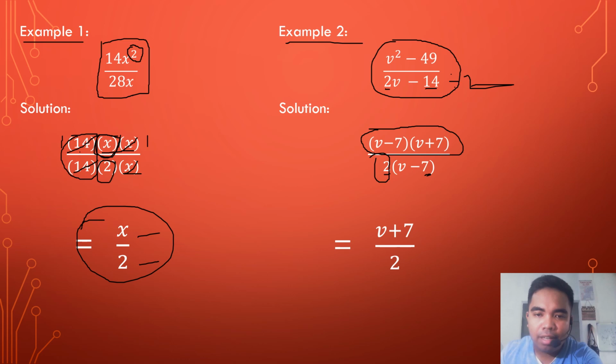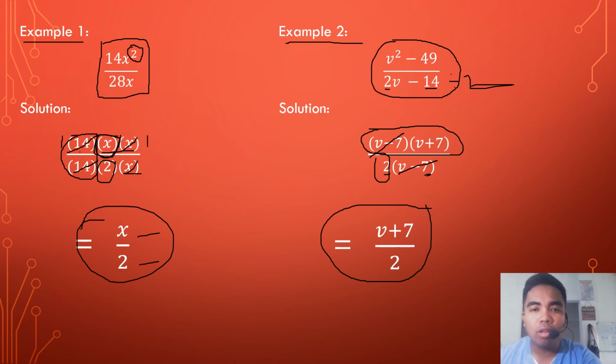So, ito yung mga factored form natin dito. We have the final answer, which is v plus 7 over 2. Kasi if we're going to cancel, mag-divide tayo, ibig sabihin, makacancel ang v minus 7 at saka v minus 7. We're going to cancel the common term sa numerator at saka sa denominator. So, ang natira ay v plus 7 over 2. Kung meron kayong comment sa ating example number 2, just put your comment in the comment section below.